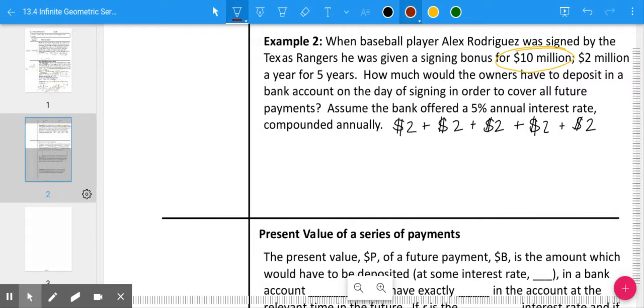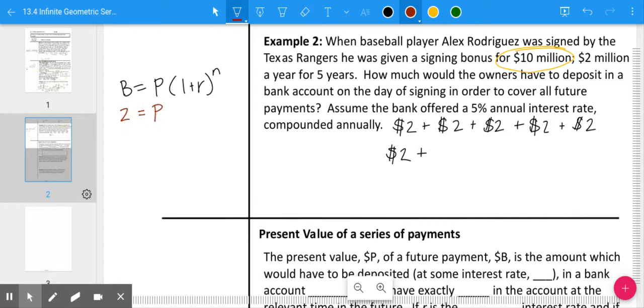Let's look at each individual payment. Today, to pay him $2 million, I need $2 million because it's today. But what about next year? Next year, if I want to pay him $2 million next year, what do I need today? What I'm going to do is use this formula from our exponential unit. We saw this formula in Unit 3. The amount that I need later is $2 million.